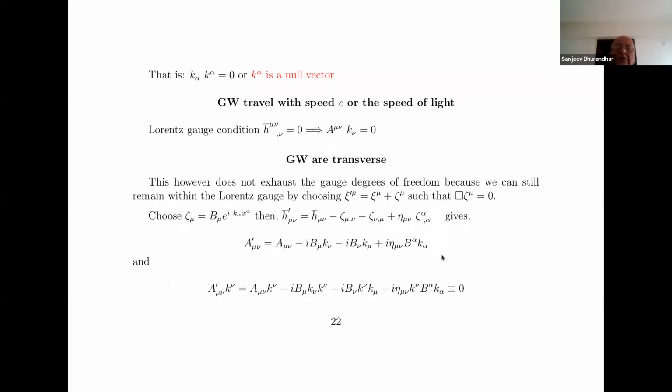See, what we need to do is solve for b mu, if such a gauge has to exist. So that will show that you can have such a gauge.